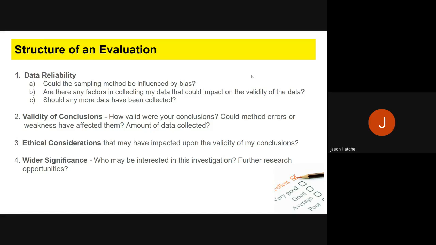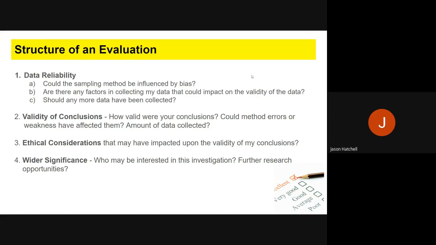And so on. And finally, you're considering whether there could have been any more data you could have collected differently that would have benefited the investigation, not just for the sake of more data, but that would have actually given you something of an advantage that you could use to further strengthen your conclusion.